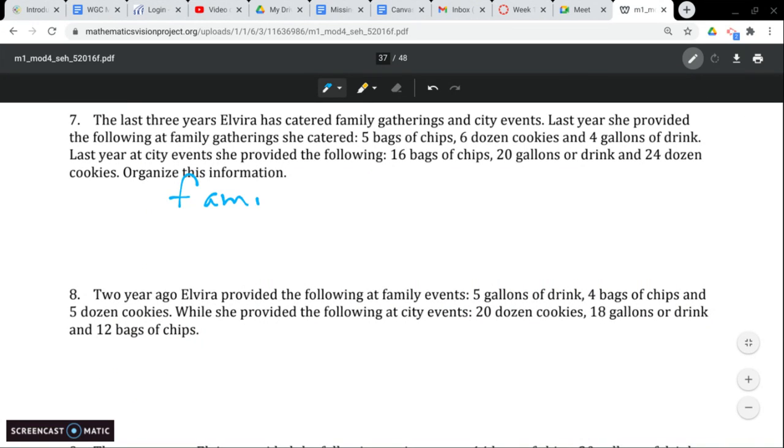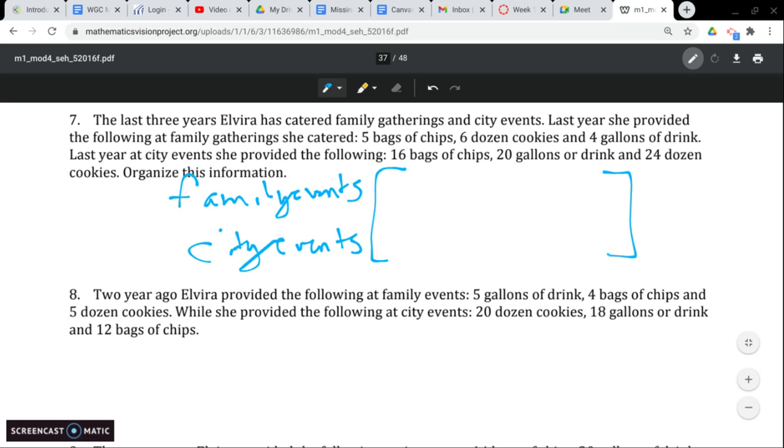So we've got family events, and we have city events. Even though they call them city gatherings, we're going to call them events. So here's our matrix. We've got chips, cookies, and drink. So those are the 3 things that she's providing that we're looking at. Now we look at family events. She had 5 bags of chips.